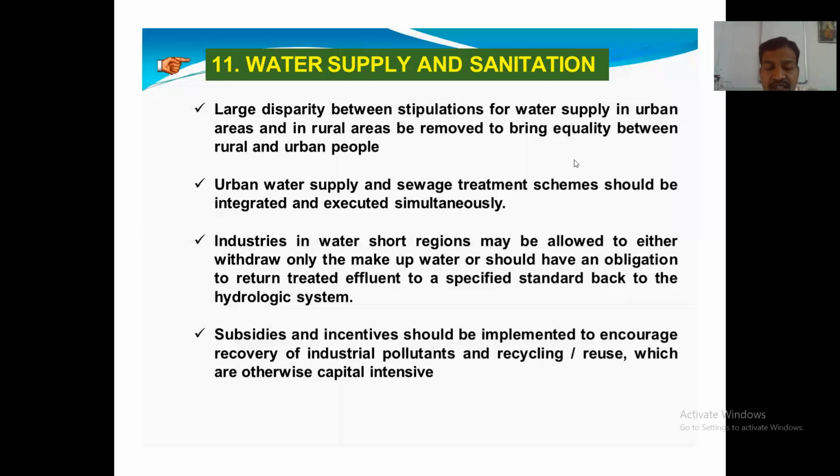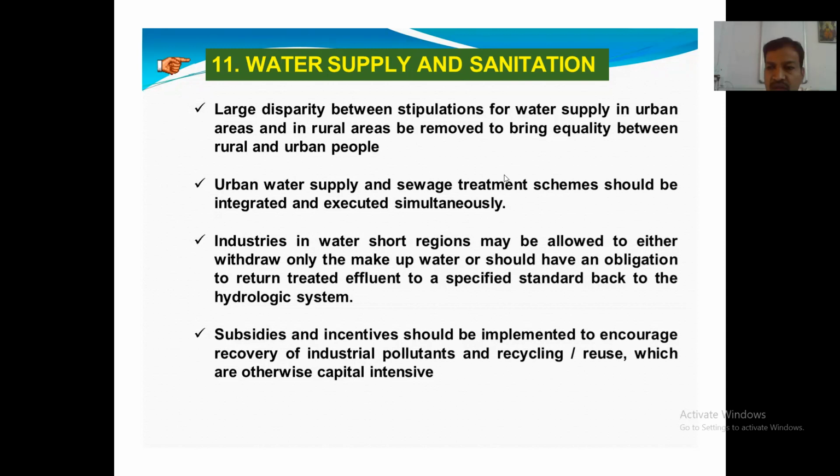Then water supply and sanitation schemes. There should be effective distribution of the water for the rural and urban people. It should be effectively distributed. Urban water supply and sewage treatment schemes should be integrated, and that should be executed for the supply of the water and for sewage treatment.